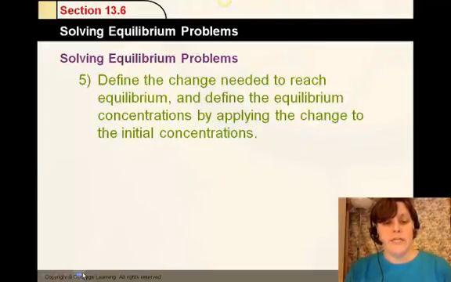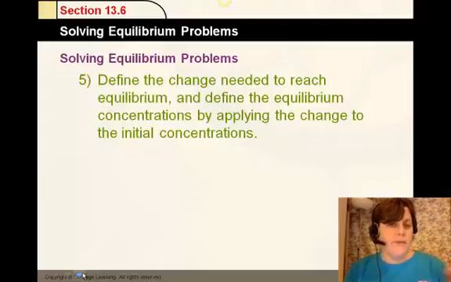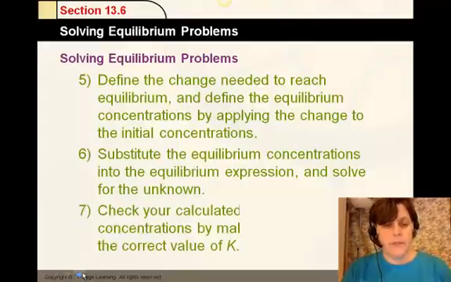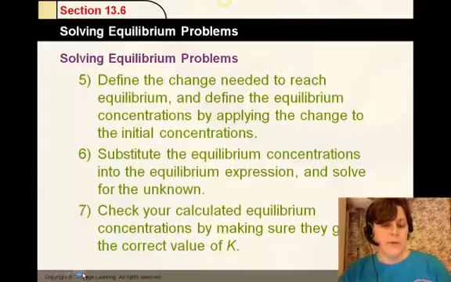Define the change needed to reach equilibrium, and define the equilibrium concentrations by applying the change to the initial concentrations. So we can figure out what it is. Is it as big as we thought? Is it smaller? Etc. Substitute the equilibrium concentrations into the equilibrium expression and solve for the unknown. Check your calculated equilibrium concentrations by making sure they give you the correct value of K, which we did.